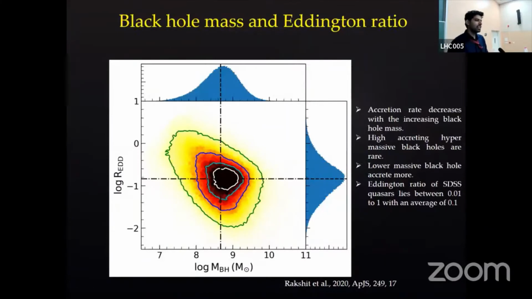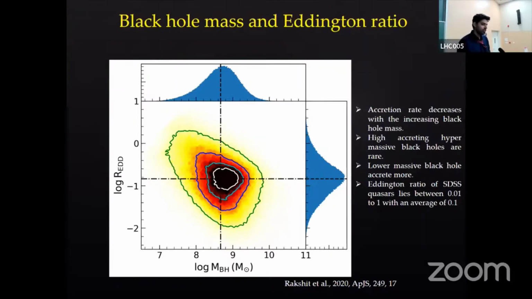Here I plotted how the Eddington ratio as a function of black hole mass looks. So here you see the Eddington ratio of these objects and the black hole mass along this axis. We see that there is an inverse correlation, where the accretion rate decreases. Here accretion is high, and the accretion rate decreases as you go to the hypermassive black holes.